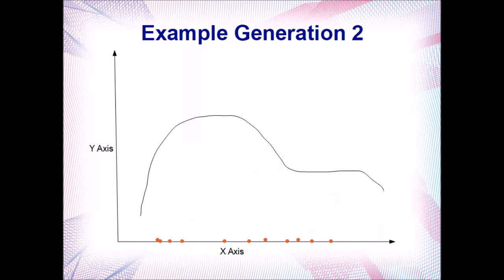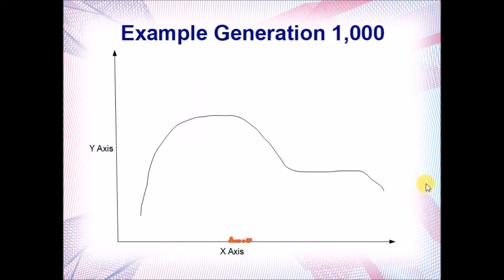Once we run through the three operations, we go to generation number 2. We notice that the answers are starting to come closer together. They're getting better or closer to the optimal value. We run this hundreds, maybe thousands of times. When we get to generation 1000, we have all the individuals clustered around, or converged around, some optimal value of x. And that's how a genetic algorithm works.